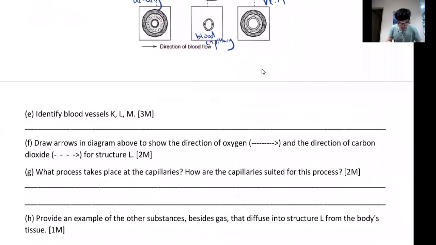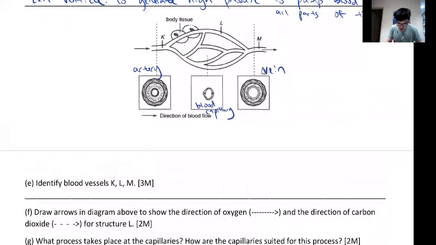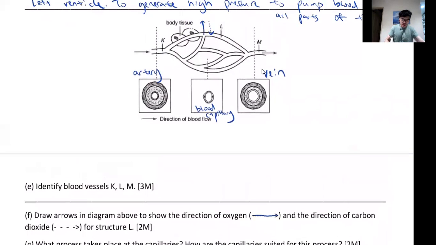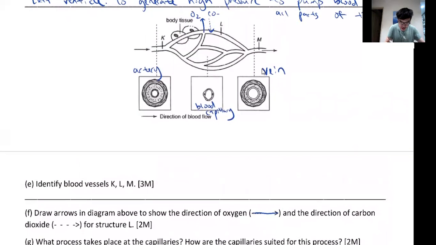So F, draw arrows in the diagram above to show the direction of oxygen and the direction of carbon dioxide for structure L. So L is here. This is all tissue. You live here. So they give you oxygen, which is your parcel. Let's just use solid line for oxygen, simpler. So oxygen will go out, carbon dioxide will go in, to take your rubbish away and to give your nutrients to yourself.